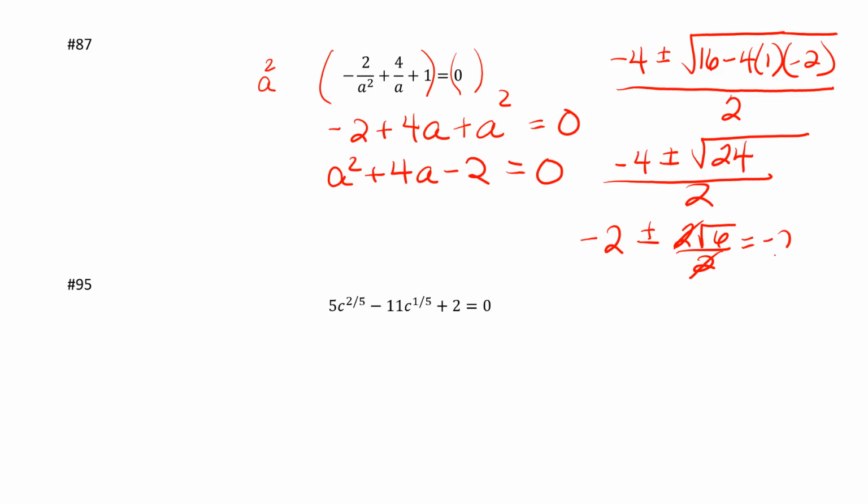So I will just end up with negative 2 plus or minus the square root of 6.